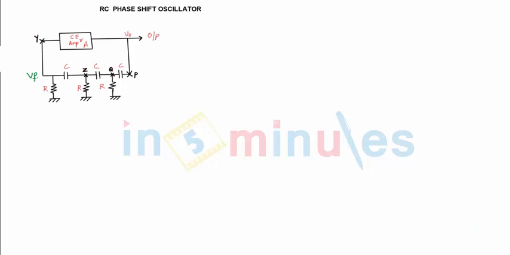We have seen the basic operation, then the condition for oscillations for the oscillators. Now going to the first part, low frequency oscillators, we have the RC phase shift oscillator. Now we can see there are 3 capacitors and 3 resistors connected between point P and point Y.